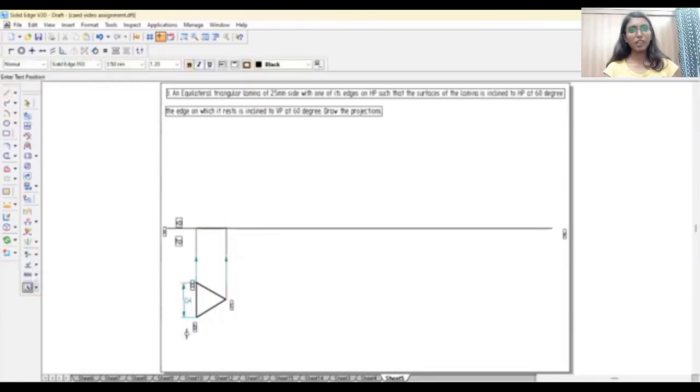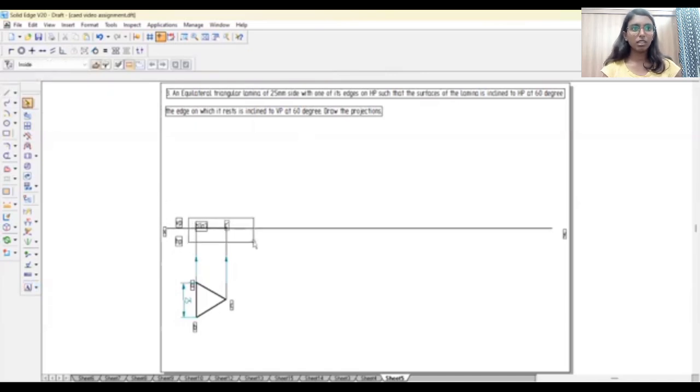The lamina is facing like this. So now let's take move option and rotate it towards the side and move it above. Let's take rotate option, then move it to the edge, I mean the side of the line should be facing HP, it should be perpendicular to HP. So let's rotate the triangle like that.